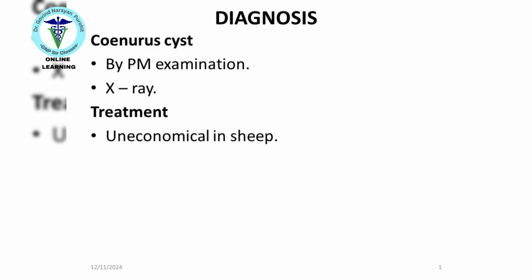Diagnosis of coenurus cysts in sheep is typically done through postmortem examination and X-rays. However, treatment is considered uneconomical in sheep.